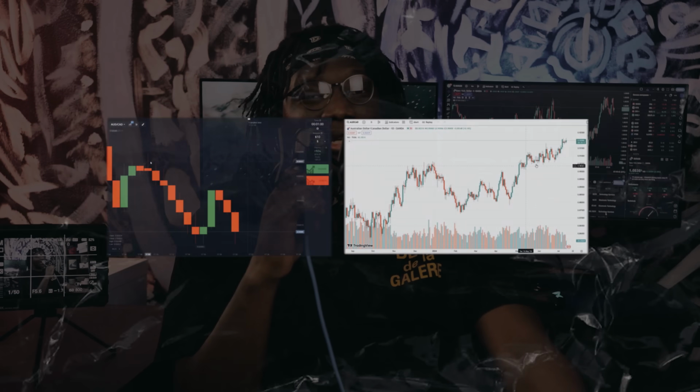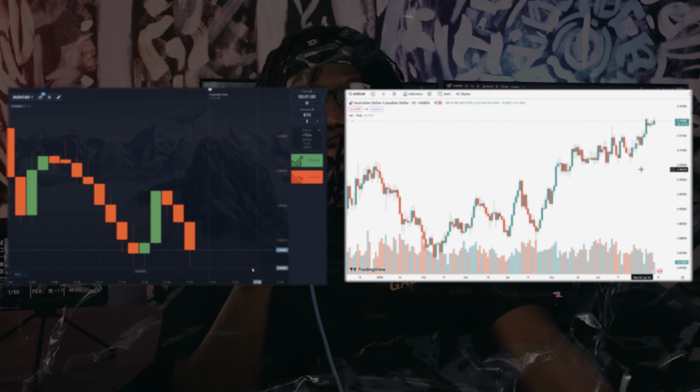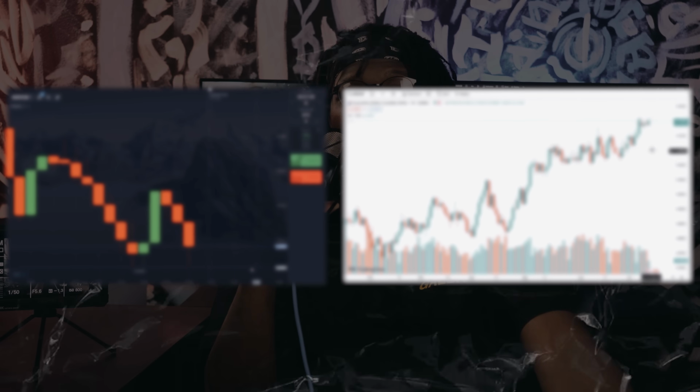You can open any different site that tracks prices, and you can see there's a difference between prices of the assets, whether it's Euro USD. If you were to open Euro USD on TradingView and you were to open it on Pocket Option, you would obviously see a difference, which means that the company is manipulating the price. And that's what gave me the idea for this video.